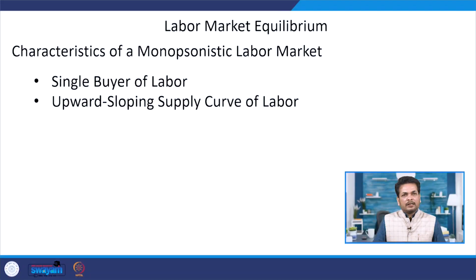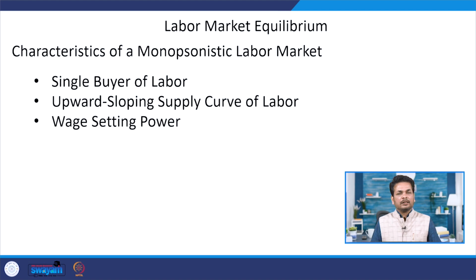The second property is that the supply curve facing the monopsonist is upward sloping. Unlike in a perfectly competitive market where the supply curve of labor is horizontal, in a monopsony the supply curve is upward sloping, which means that if the employer wants to hire more workers, it must offer higher wages to attract additional employees. Therefore, the supply curve of this monopsonist is upward sloping.